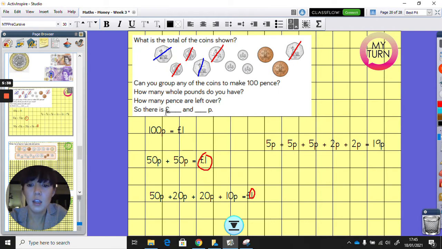So how much do you have all together in this on the screen? Okay, so it's going to be, there are £2, isn't there? So it's £2, and how many p? Well done. There's 19p. Okay. Oh, I didn't need a p, so I've already written it. Right, let's have a go all together.